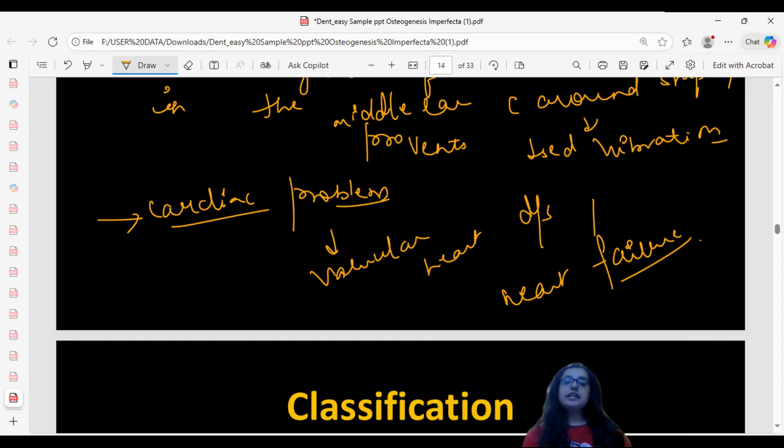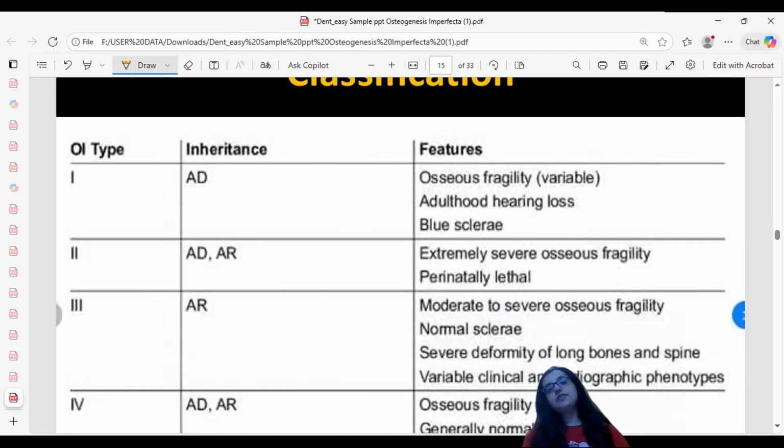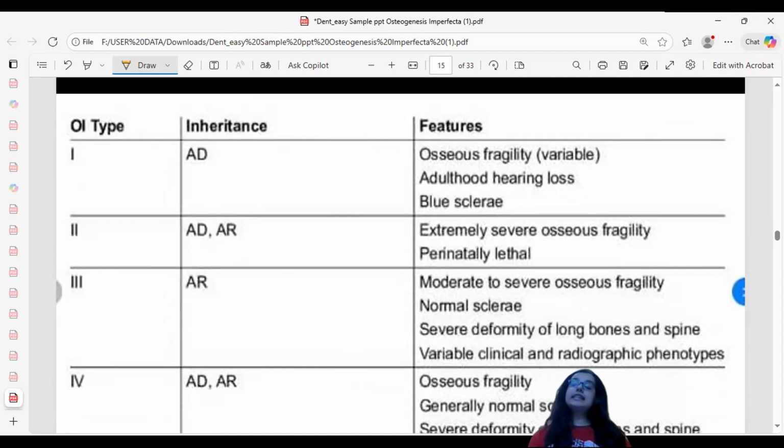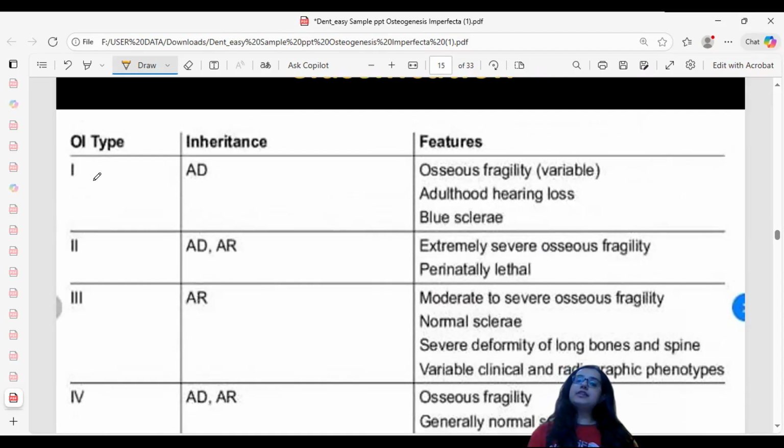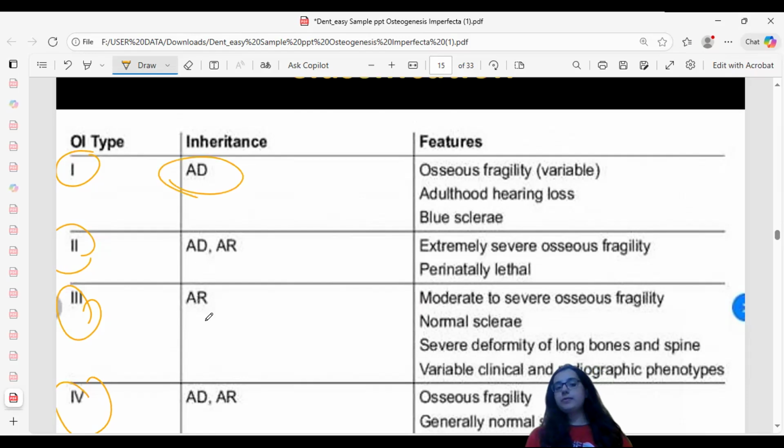Coming on to the classification, by silence की classification है the one that we follow. Silence की ने दो classification दिए. One is the previous classification that was given in the year 1979, and it classifies it into four types: type 1, type 2, 3, and 4. Type 1 is autosomal dominant. All of them are autosomal dominant except type 3 that we can see over here.